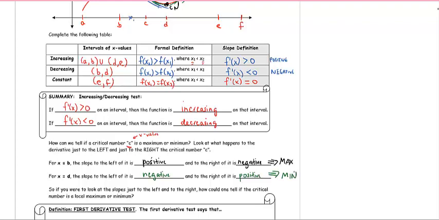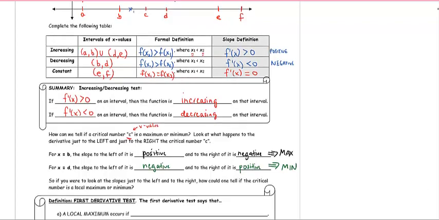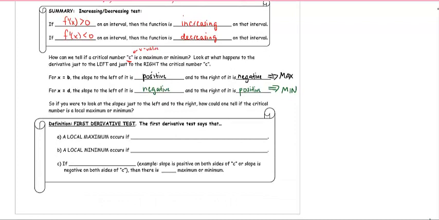So if you're looking at the slopes just to the left and to the right, how do you tell if it's a local max or local min? Well, I'm just going to summarize what I just said. We're going to call this now the first derivative test. So the first derivative test says a local max occurs if the derivative changes from positive to negative at the critical number.